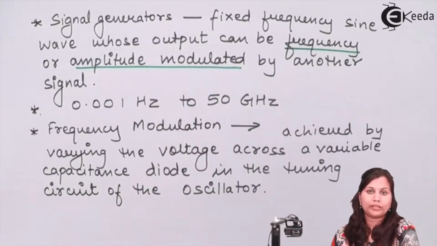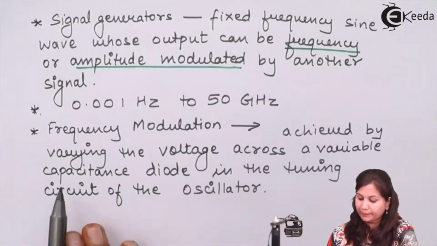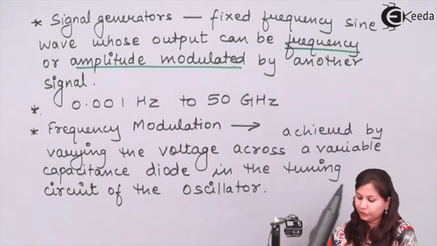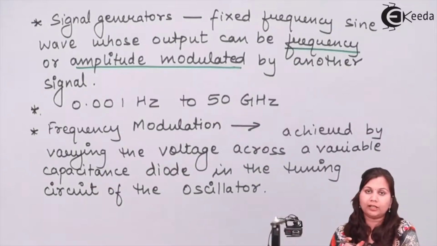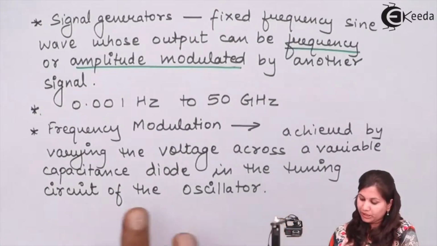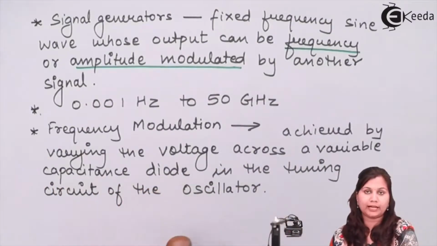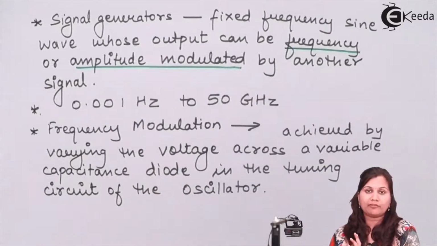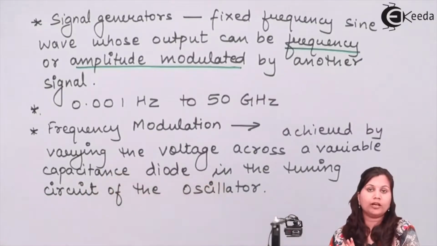Frequency modulation in signal generators is achieved by varying the voltage across a variable capacitance diode in the tuning circuit of the oscillator. So we will be using an oscillator. In that oscillator, we have a tuning circuit, and we have a variable capacitance diode in it. If we vary the voltage across that capacitance diode, frequency modulation can be achieved.